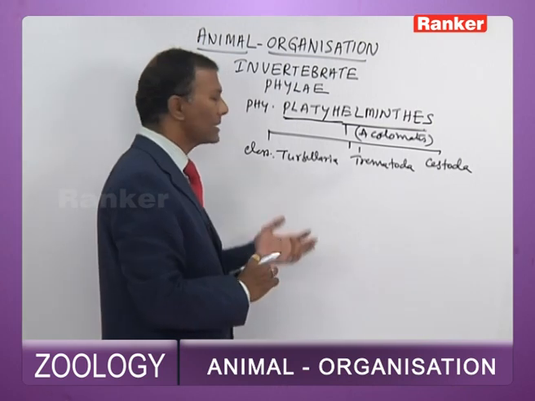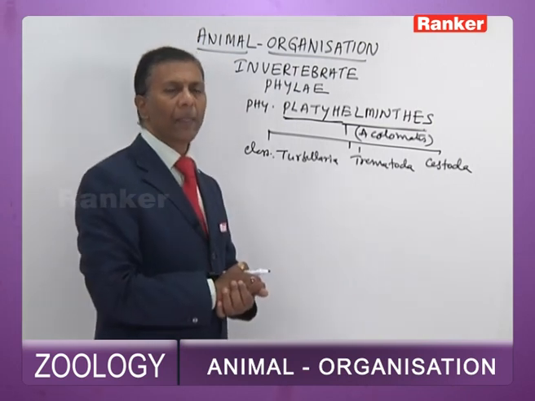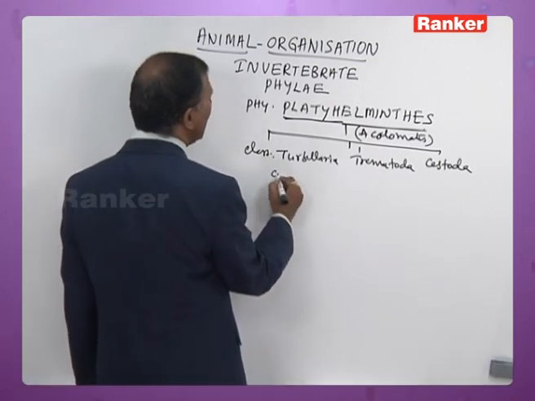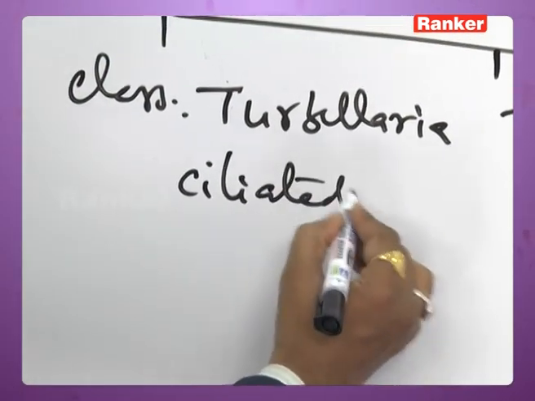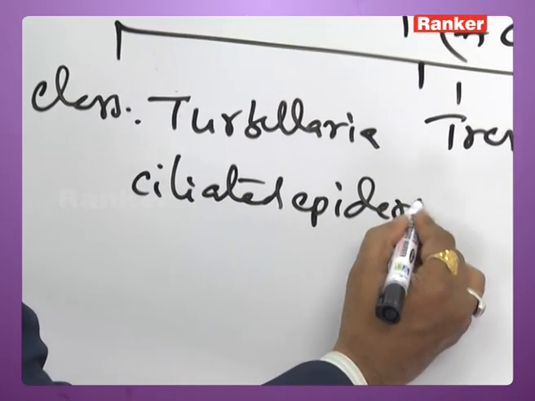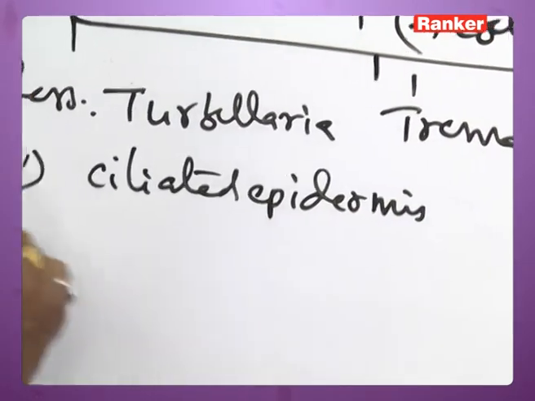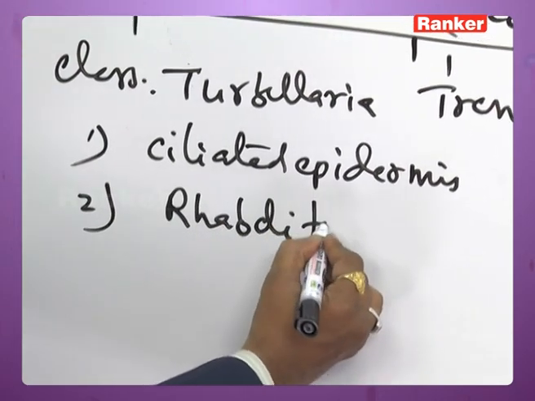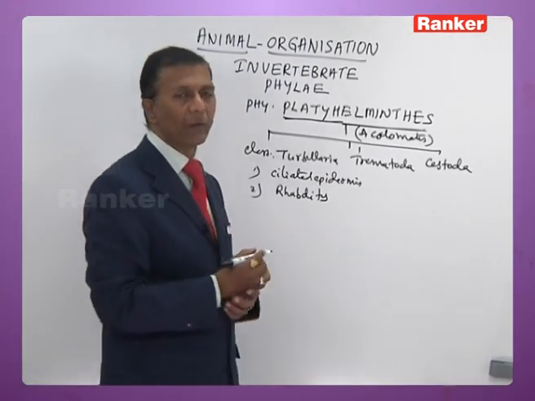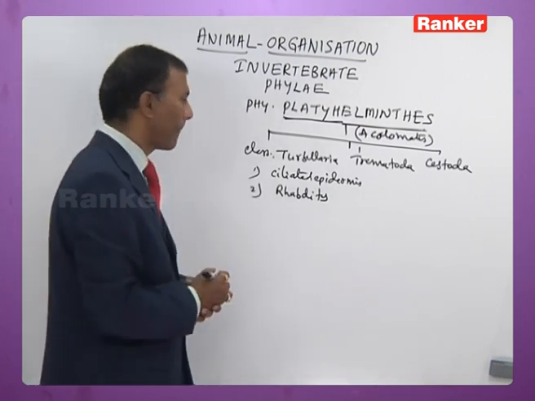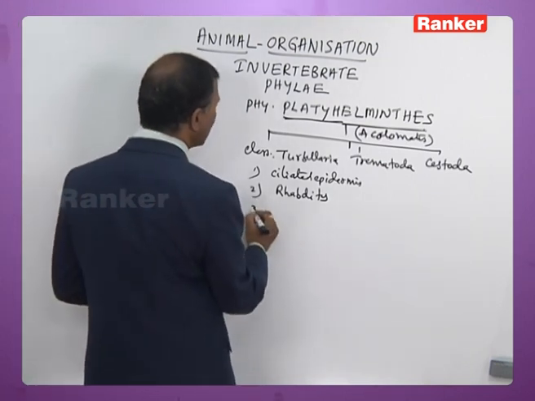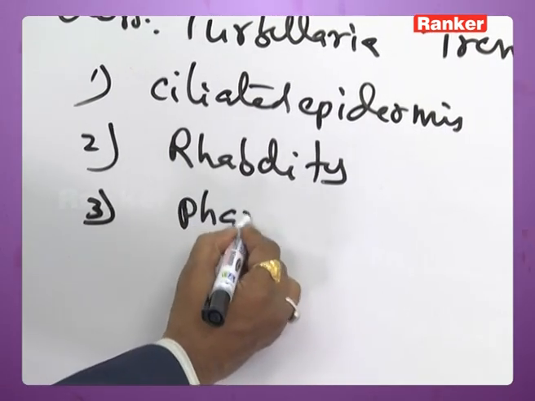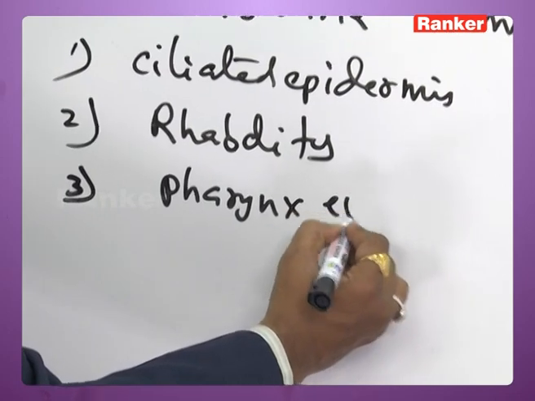Now the turbellarians are free living. The outermost layer of the turbellarians is a syncytial ciliated epidermis. The epidermis is provided with certain structures called rhabdites. Rhabdites help in food capture by secreting mucus. Then in turbellarians the pharynx is eversible.